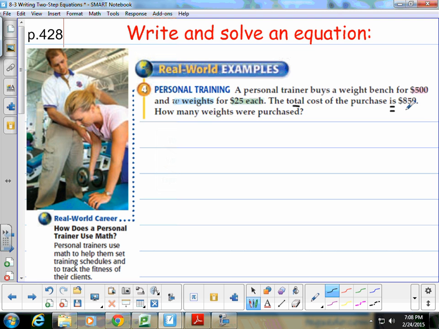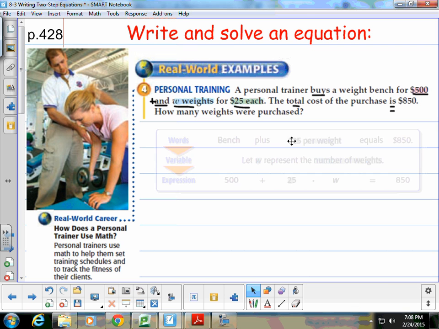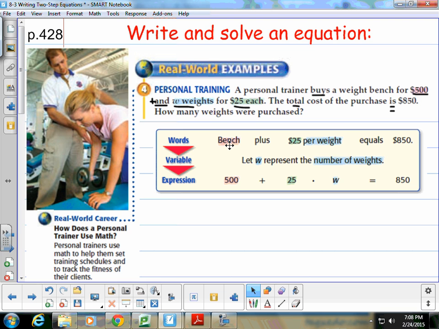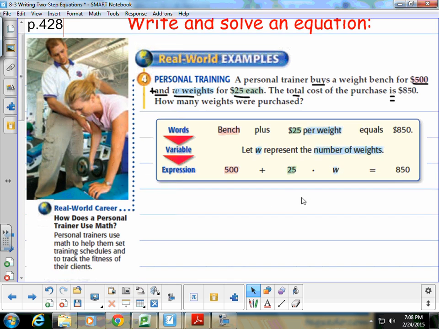So how did we get to our total? Well, we got to our total by the person buying something for $500 plus is a good indication of and, a certain number of weights we don't know at $25 each. So to put that in perspective, this is really the bench plus $25 per weight got us to our total of $850. So we can let W represent our weights, and we plug in those values. $500 plus $25 per weight ended up at $850.